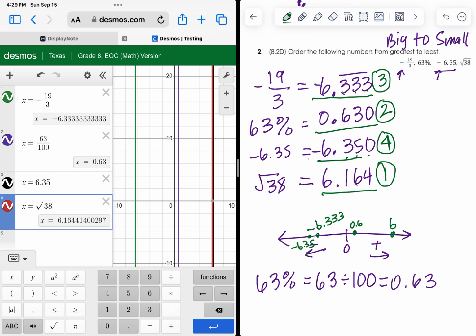And remember, when I'm ordering it, I'm going to rewrite it in the order of the original number I was given. So then the first on my list will be square root of 38. Second on my list will be 63%. Third, negative 19 over 3. And lastly, and fourth, is that negative 6.35. I hope that helped.